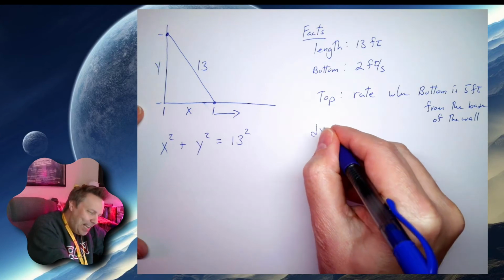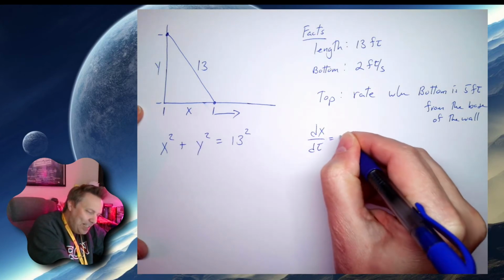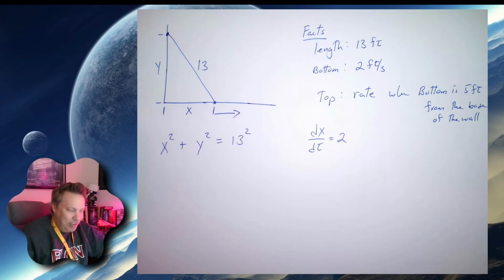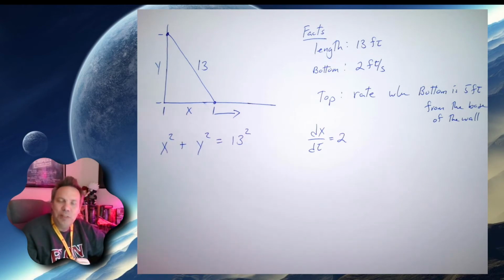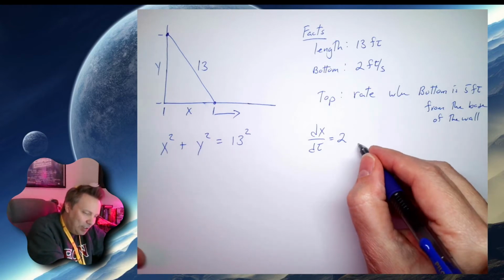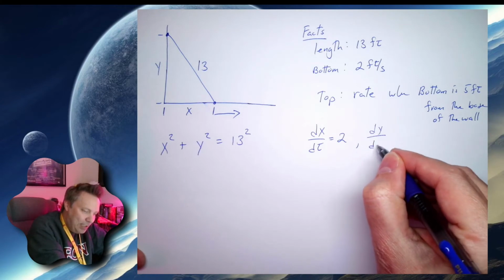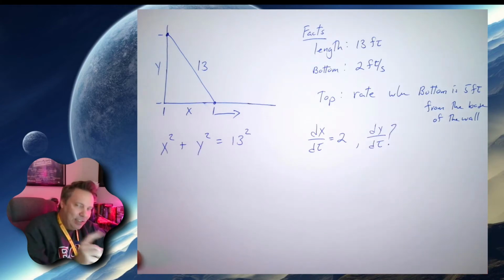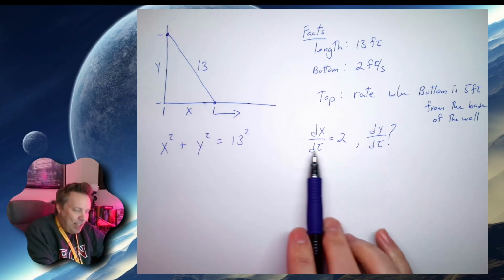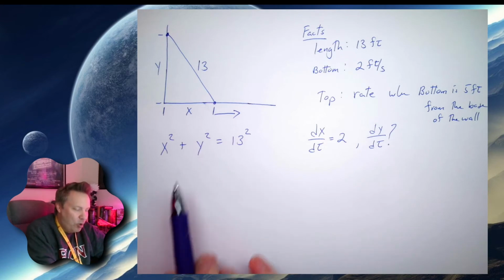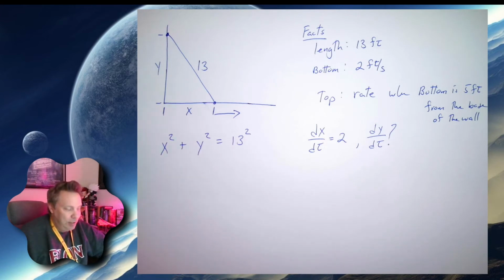So I know that dx/dt is equal to 2, because this distance here is increasing at 2 feet per second. The goal is to figure out what dy/dt is. That is the unknown thing here. How do I get these derivatives incorporated into this model? Well, let's take the derivative of both sides of this model with respect to time.